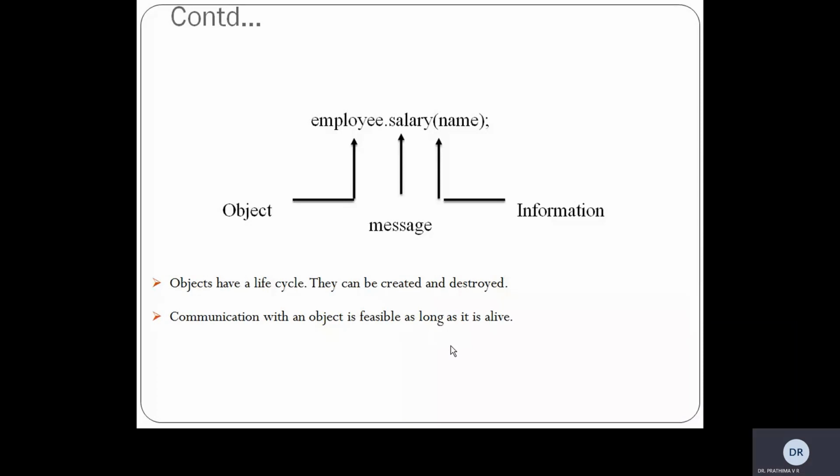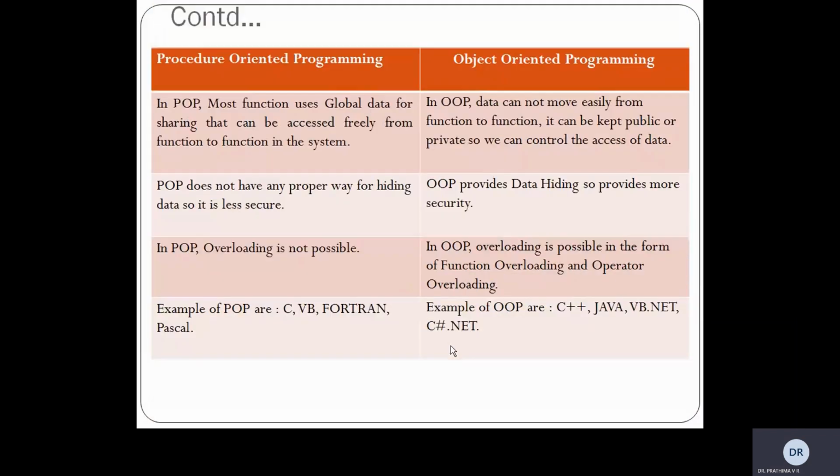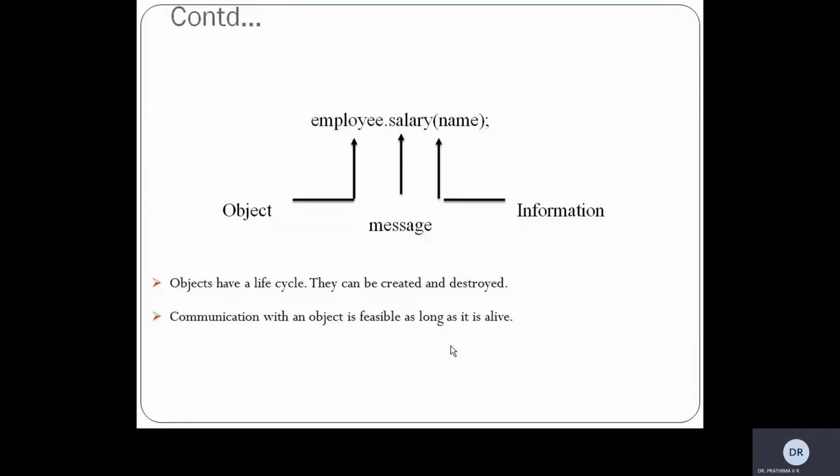And here the objects have a life cycle and they can be created or destroyed. On the other hand, communication with an object is feasible as long as it is found or present in the system. Now, I'll halt at this point of time.